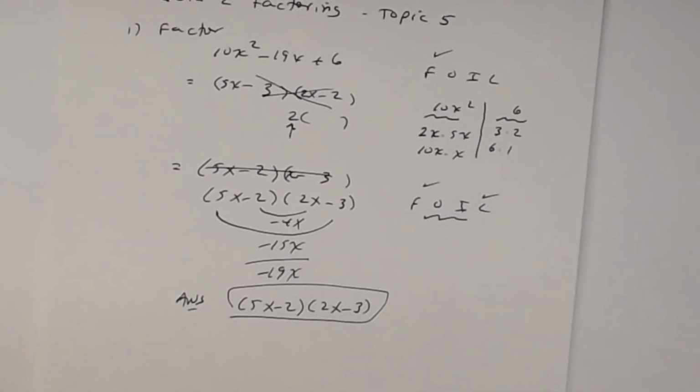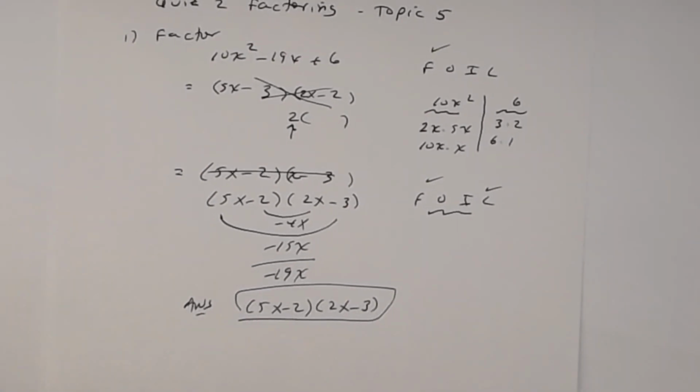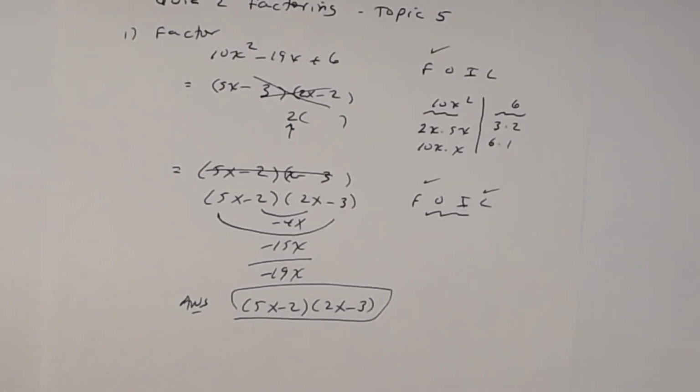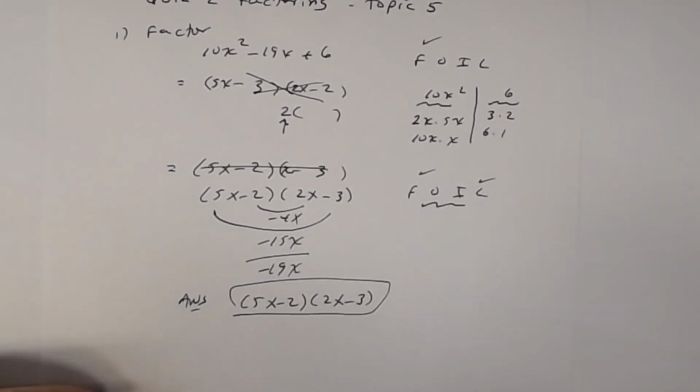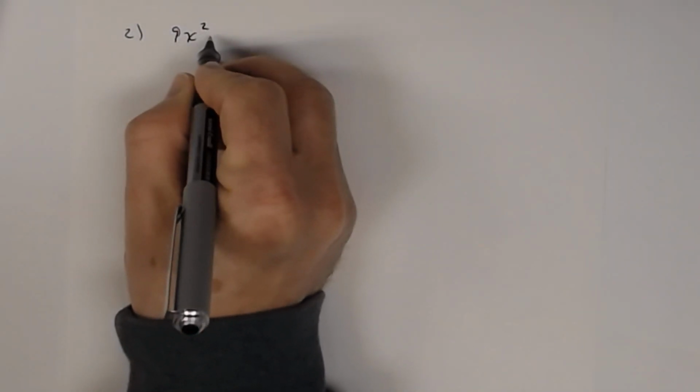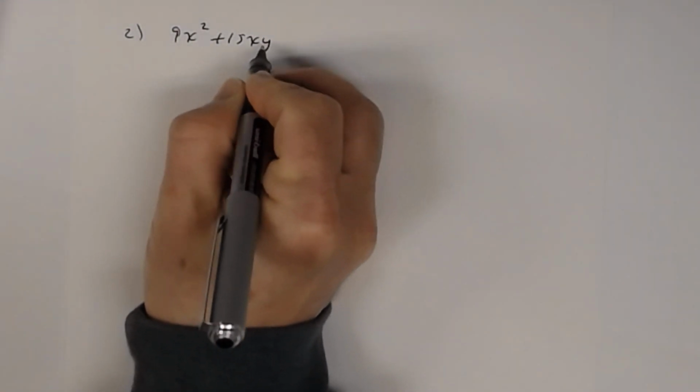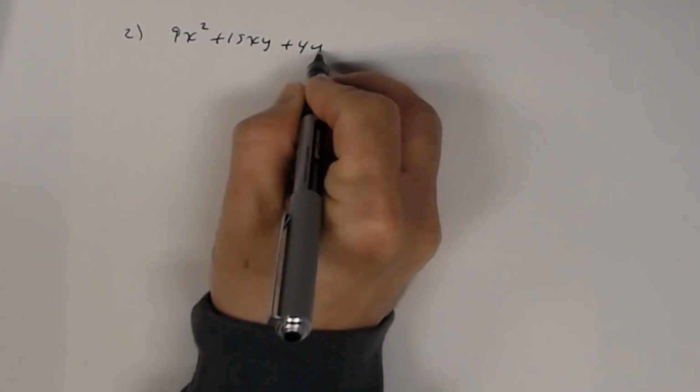All right, number 2. So let's go ahead and look at number 2. So number 2, we have this for number 2. Let me use a new sheet of paper. So number 2, we have this. We have 9x squared plus 15xy plus 4y squared.